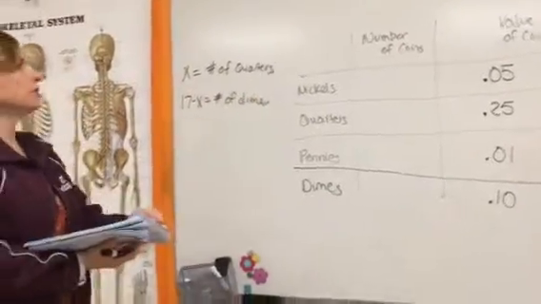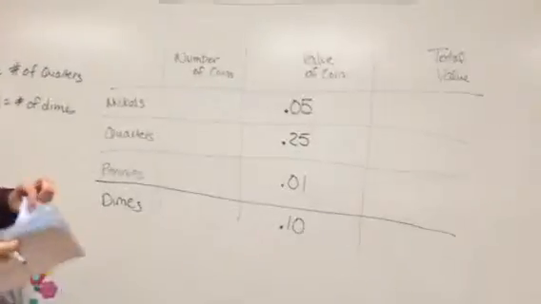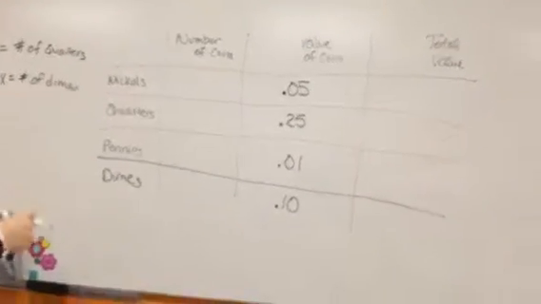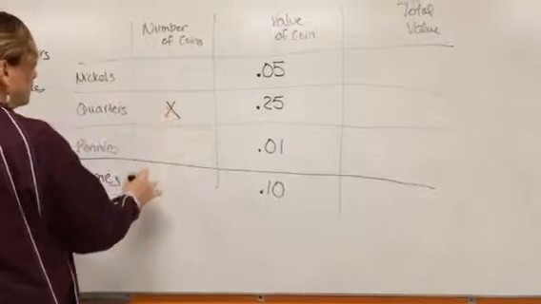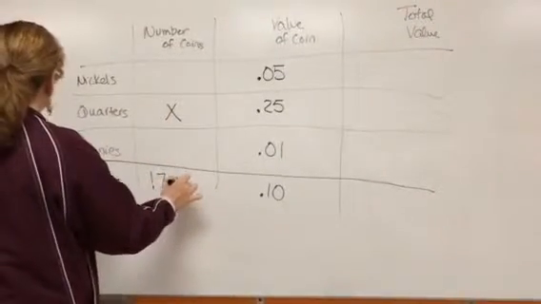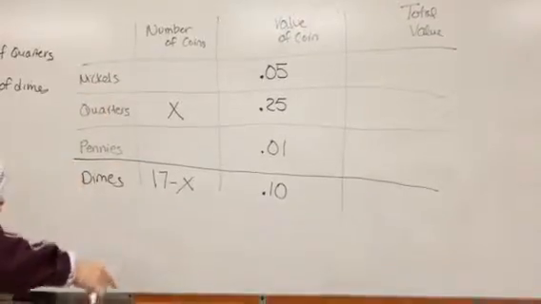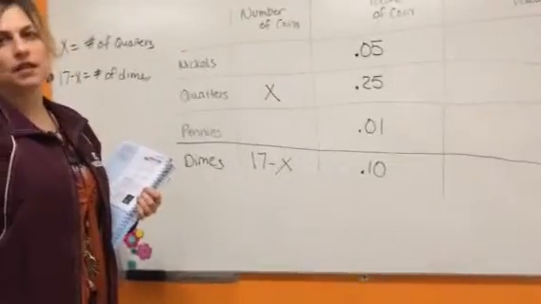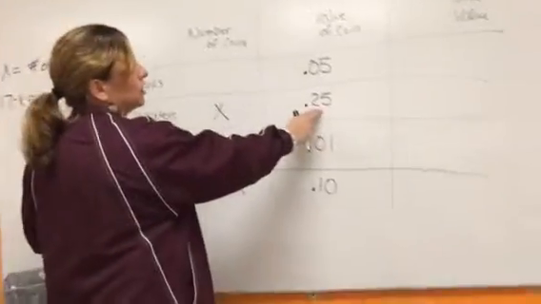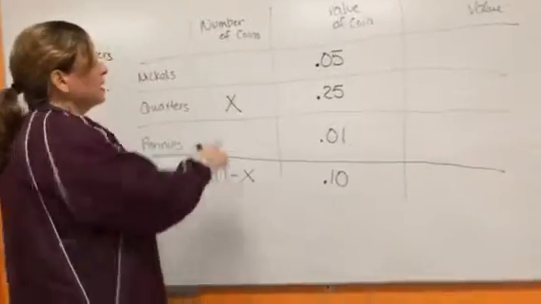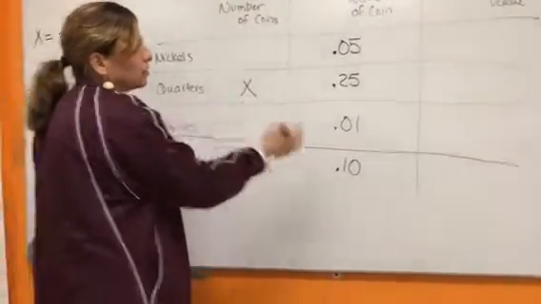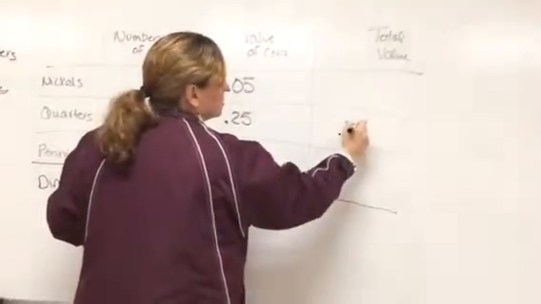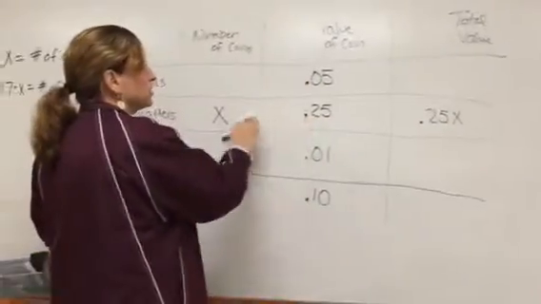So now we're going to go over to our chart. We need to fill out the number of coins. Obviously, we're not going to use nickels and pennies in this one. The number of quarters is x, and the number of dimes is 17 minus x. For the total value, say I had 10 quarters. To figure out how much 10 quarters is worth, you multiply by 0.25. I have x quarters, so you multiply this column and this column together. It's going to be 0.25x.